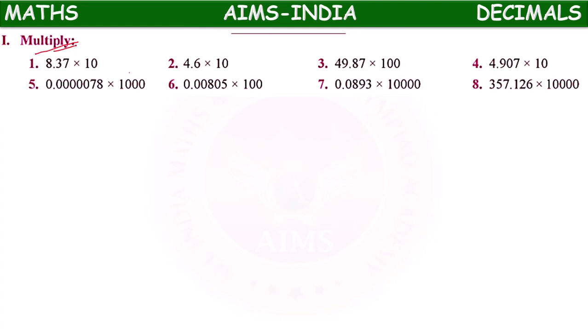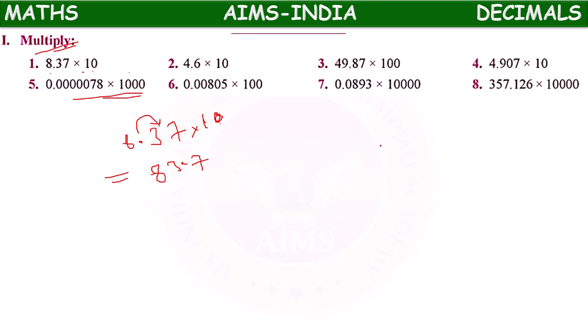One exercise, children, some problems we are having here. So 8.37 into 10. If you multiply with 10, what happens to it? The point will move towards the right. We have one 0 in 10, so it will move one place. 83.7.